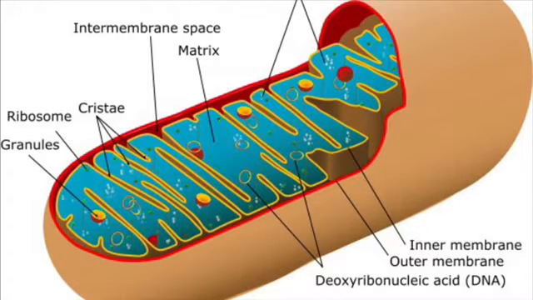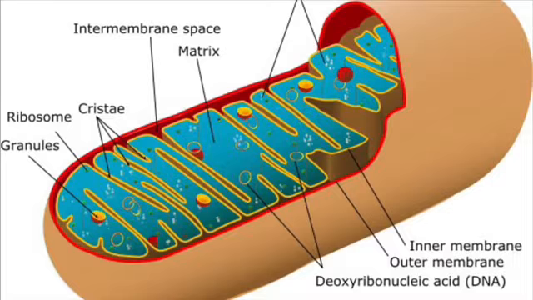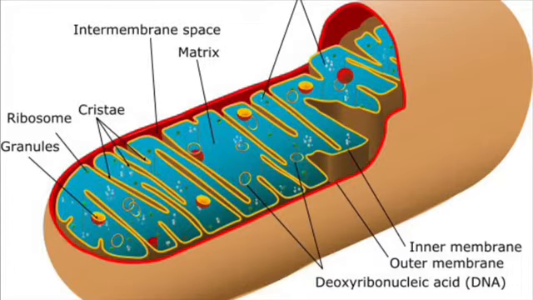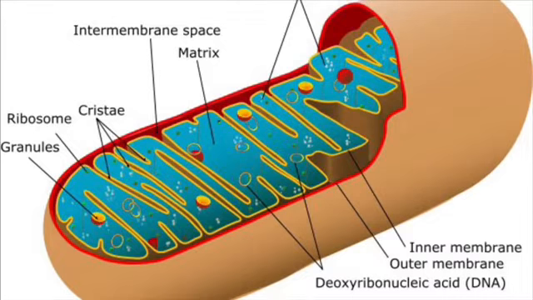Structurally, mitochondria are bounded by two membranes, one inside the other. These are known as the outer and inner membranes. They create two mitochondrial compartments called the matrix and the intermembrane space. Next, we will look at more specifics on each membrane and the compartments in the mitochondria.